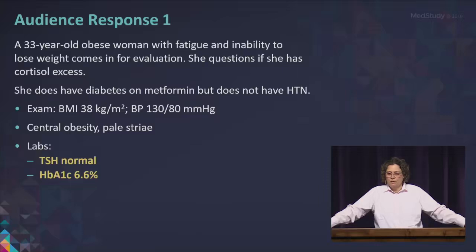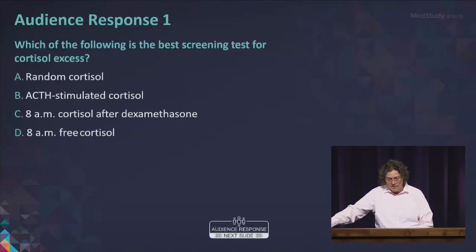A 33-year-old obese woman with fatigue and inability to lose weight comes in for evaluation. She's internet savvy, as a majority of our patients are, and she questions if she has cortisol excess because she has 18 of the 20 signs that are listed on the internet. She does have diabetes and she's on metformin, but she does not have high blood pressure. She's obese by BMI of 38. Her blood pressure is 130/80. She has central obesity and pale striae. She comes in with basic labs of a normal TSH, which was very disappointing to her because she thought she could also have hypothyroidism, and her A1C is 6.6.